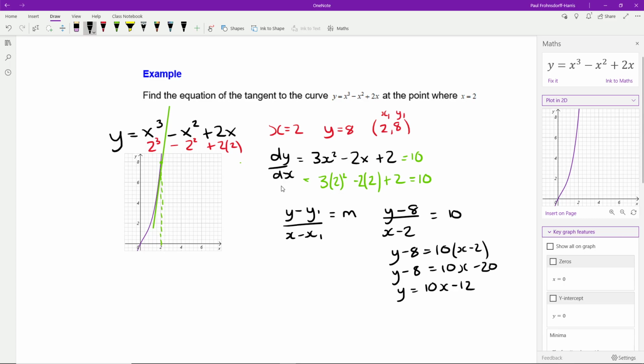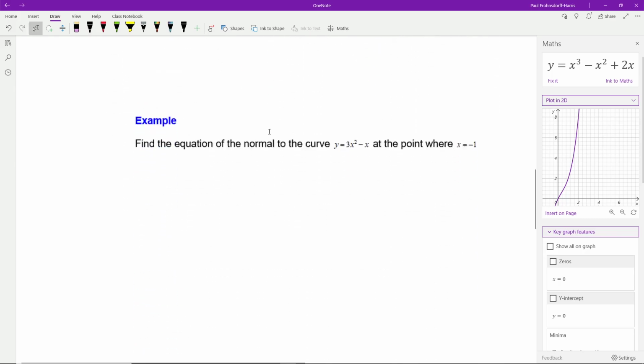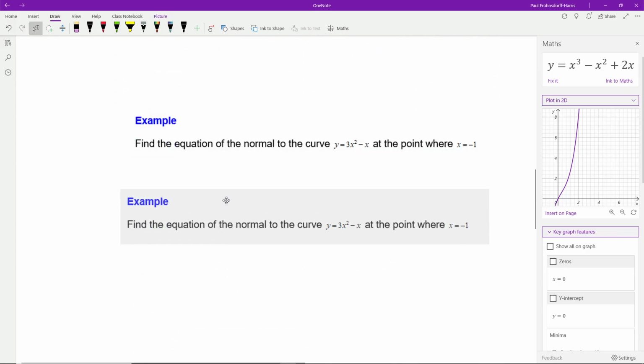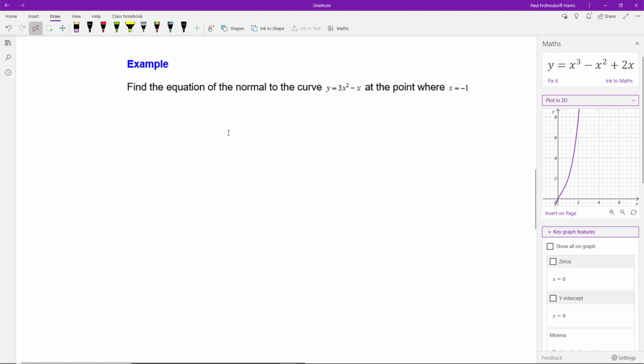Okay, once we've done this, we are now going to look at what happens when we're doing a normal. Let me just move this question down. We've got more practice on the normal, so we're going to use this example as our equation for the normal.